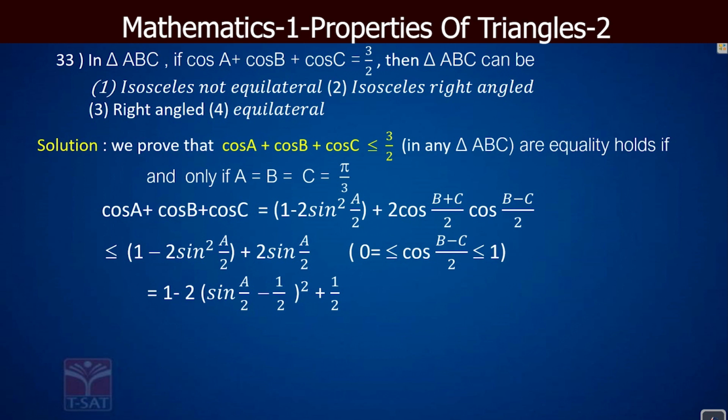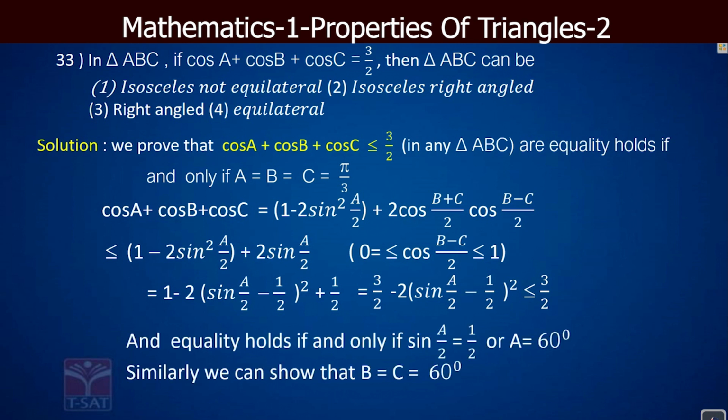That is 1 minus 2 into (sin A by 2 minus half) whole square, plus 1 by 2. So that is 1 plus half, which is 3 by 2, minus 2 into (sin A by 2 minus half) whole square, which is always less than or equal to 3 by 2. Equality holds only when sin A by 2 is equal to half, or A is equal to 60 degrees.